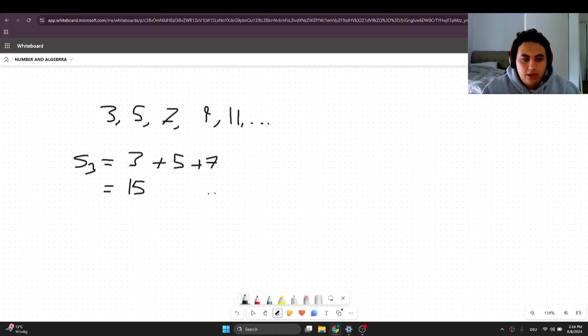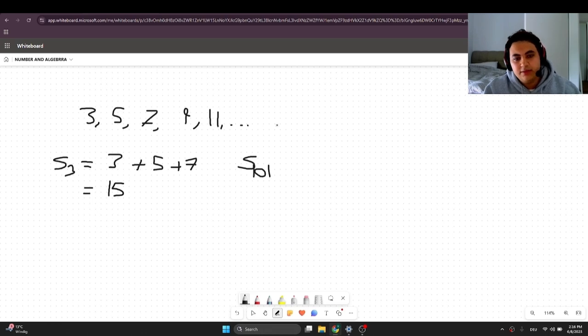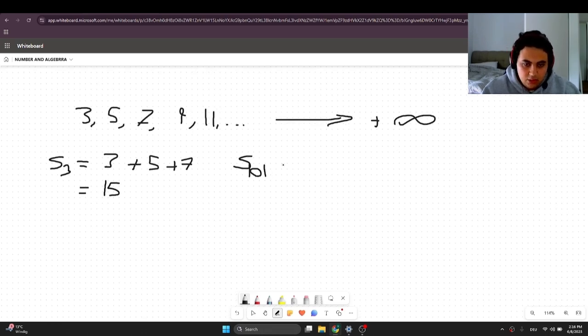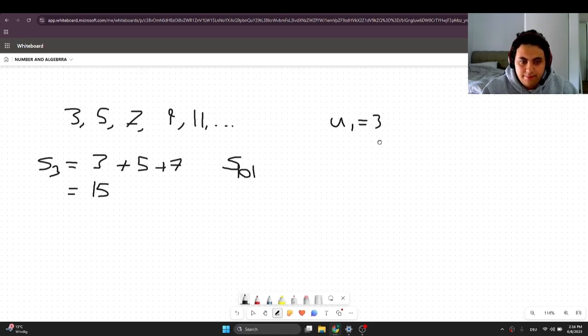Now, what about finding S101? Because this sequence keeps on going to positive infinity, so what are we going to do? What information do we have? Do we have u_n? We do not, because this just keeps on going infinitely. So that means that we'll have u1, which is already clear, it's 3. And we're going to have the common difference, and we can work the common difference out just by looking at the sequence.